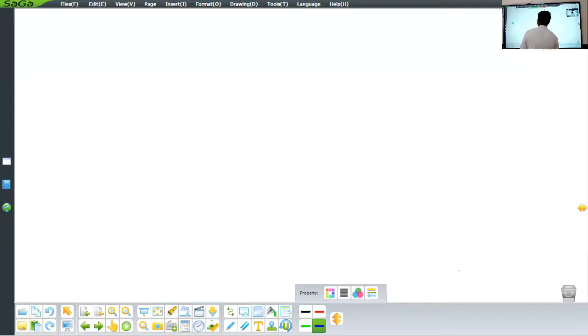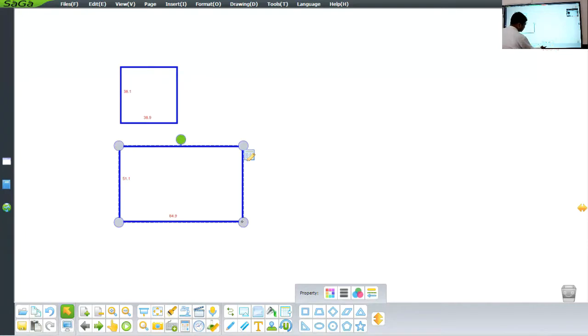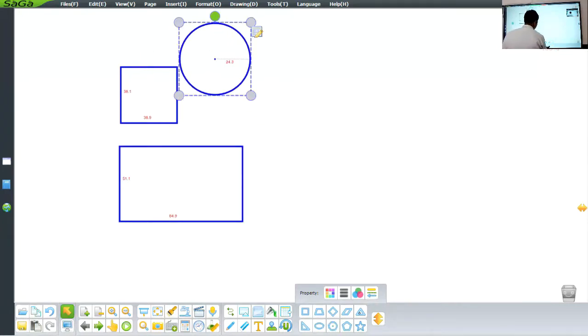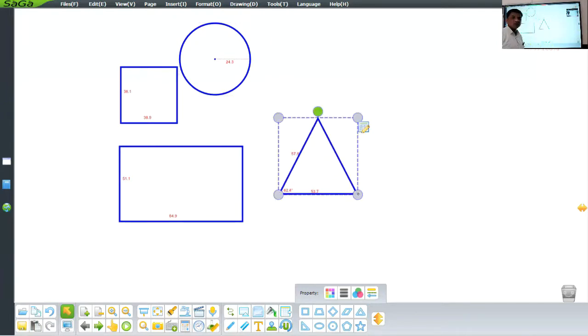Fine. Now, what different figures in mathematics have we seen up to date? Up to date, we have seen what is meant by a square, a rectangle, a circle, and then the triangle. What is so special about all these figures? Well, all these figures actually begin at a point and end at a point.